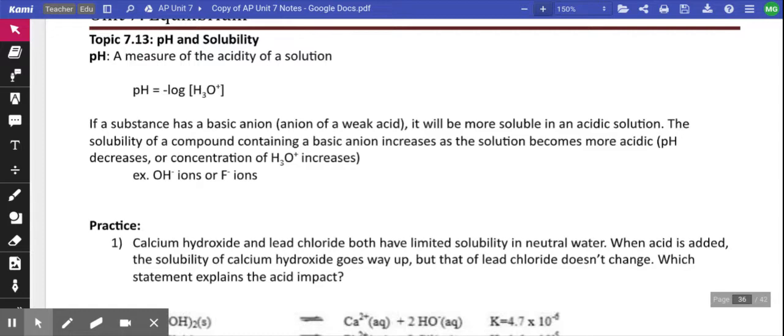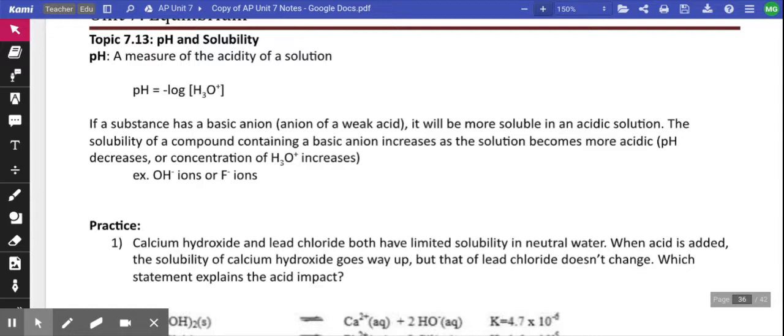So if a substance has a basic anion, meaning that it's an anion of a weak acid, or it's something that's going to form a strong base when I have it in solution, it will be more soluble in an acidic solution. The solubility of a compound containing this basic anion increases as the solution becomes more acidic, meaning as the pH decreases or the concentration of H3O+ increases.